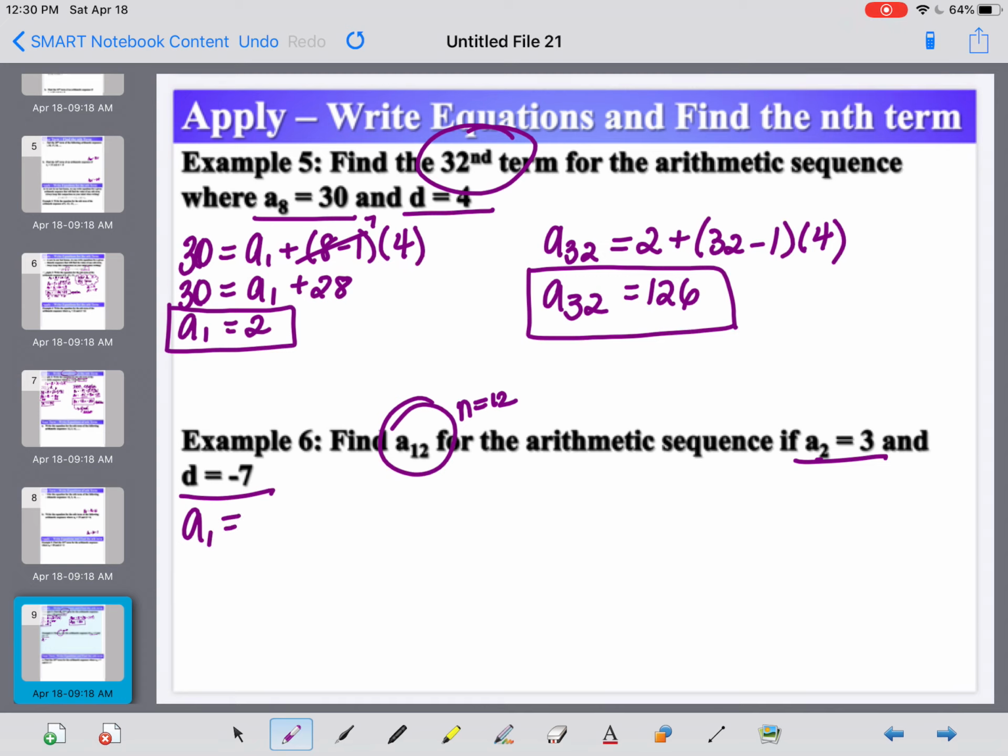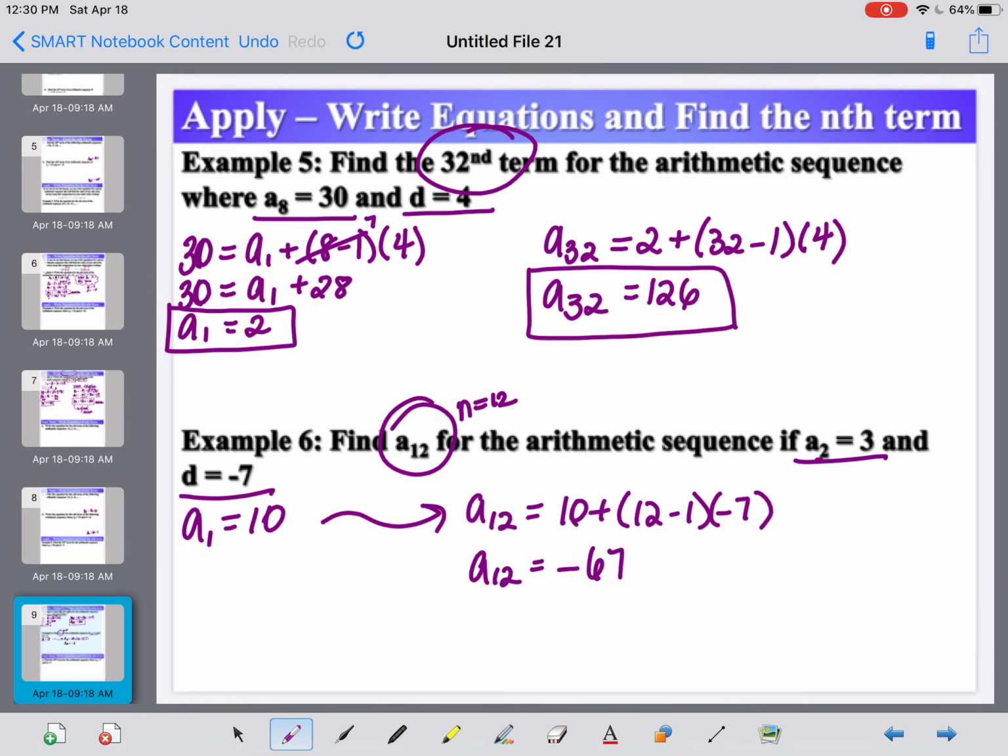So I'm going to add 7 and find out that a sub 1 was 10. Only because it's the second term. Any other term, I would have plugged into the formula. Okay, so I'm going to use that to now solve for a sub 12. So the 12th term in this sequence should be negative 67.